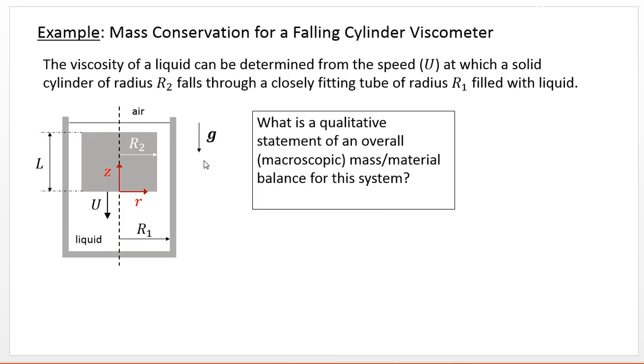So the first thing we ask is, what's a qualitative statement of conservation of mass? In other words, an overall macroscopic mass or material balance for this system. I'll give you a few moments to think about that. You can pause this video if you like, and then we'll discuss the answer.